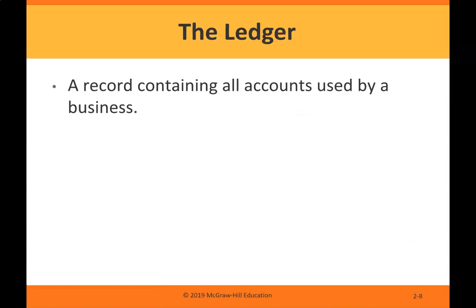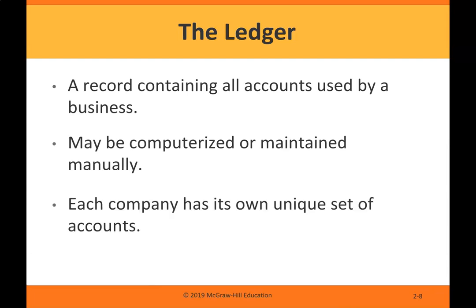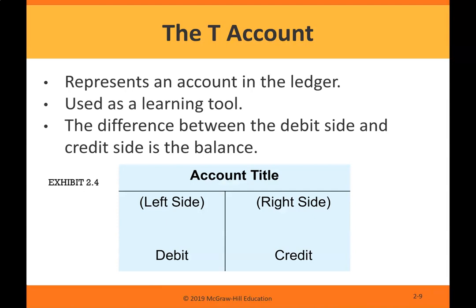The ledger is a record containing all accounts used by a business. It may be computerized or maintained manually. Each company has its own unique set of accounts. The T account represents an account in the ledger, used as a learning tool. The difference between the debit side and credit side is the balance. So you have an account title, you draw a T, the left side are debits, and the right side are credits.